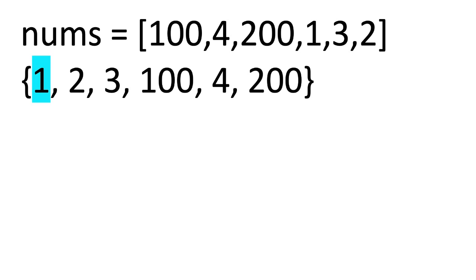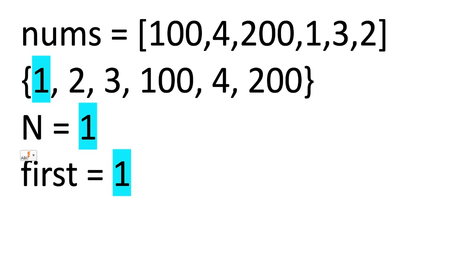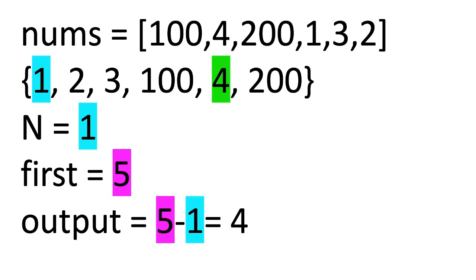Now we will iterate through the first element, which is 1, and initialize n equal to 1 and first equal to 1. Now we will increment first to 2 and check if the element is in the set. Yes, it is. So we will increment first to 3 and repeat the same step. Yes, it is in the set. Now we will increment first to 4 and check. In this case also, yes, it is in the set. So we are incrementing first to 5. Now the element 5 is not in the set. So we are assigning the output variable as first minus n. In our case, 5 minus 1 equals 4. Now our output variable has the value 4.